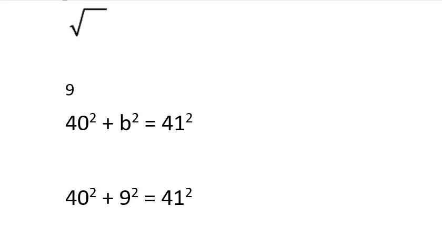So if you plug in the numbers, you can see that it works. 40 squared plus 9 squared equals 41 squared. And so we know that the answer to the question is 9. If one side is 40 and another side is 9, the hypotenuse would be 41. We know that if the hypotenuse is 41 and one side is 40, the other side is 9. And that answers the question.